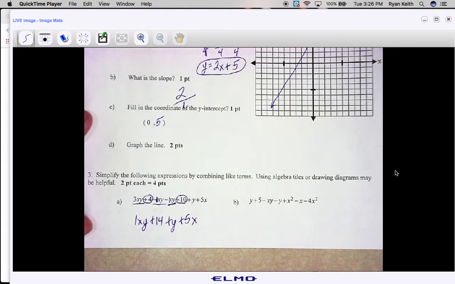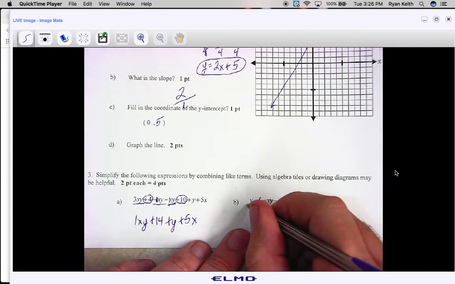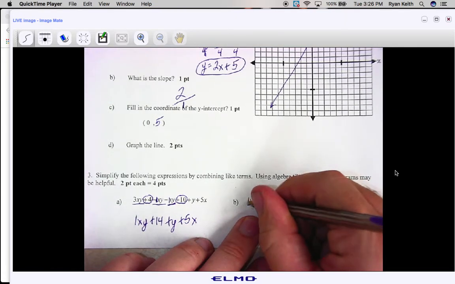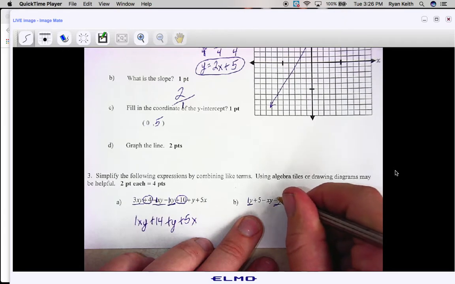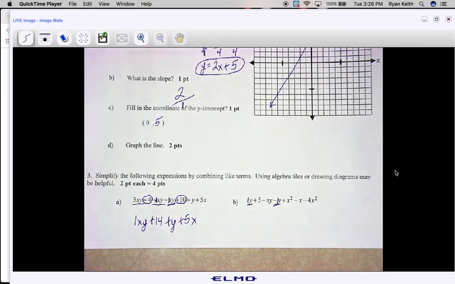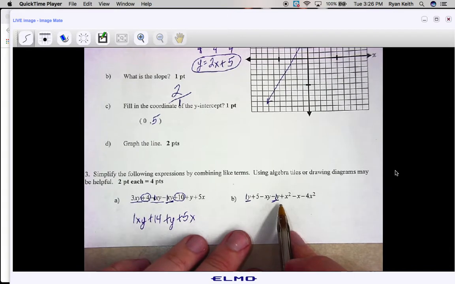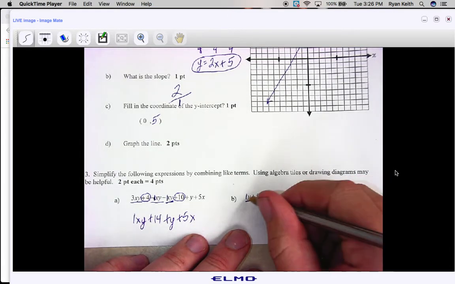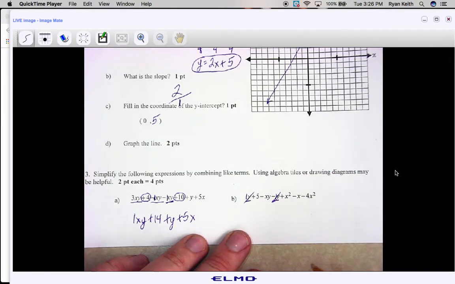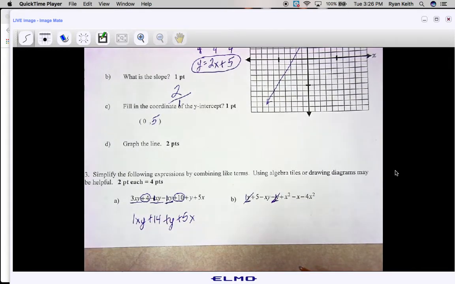Letter B. Let's see what we have that go together. 1y, right? Positive 1y. Check this out. Negative 1y. 1y minus 1y, you have no y's left. You have nothing. So even though I combine those, I'm not going to really do anything about it because they just cancel out and make 0.